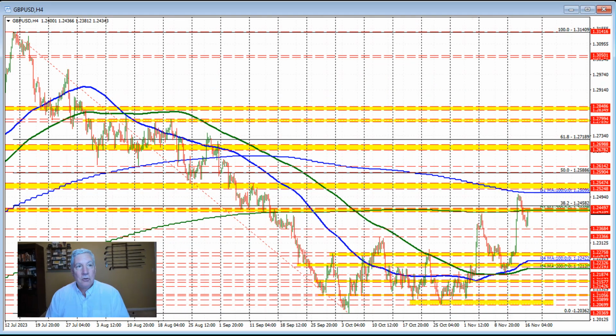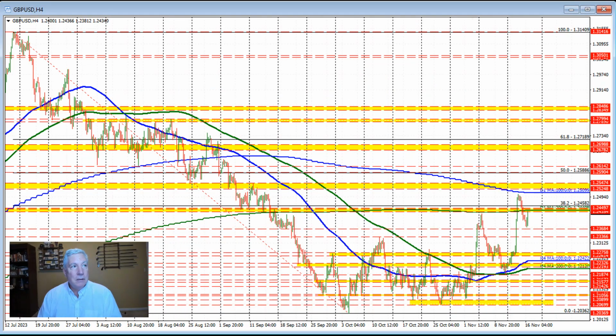Finally, let's take a look at the sterling versus US dollar. And we look at the 4-hour chart for this currency pair as well. What we've noticed here is this green line represents the 200-day moving average. And in trading earlier this week, the price moved above that 200-day moving average, but fell short of the 100-day moving average. That's the blue line.